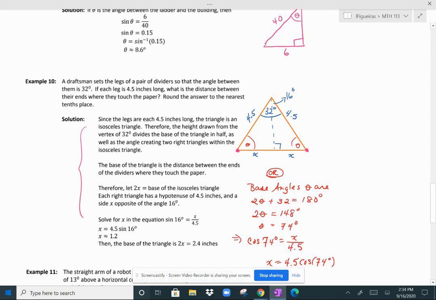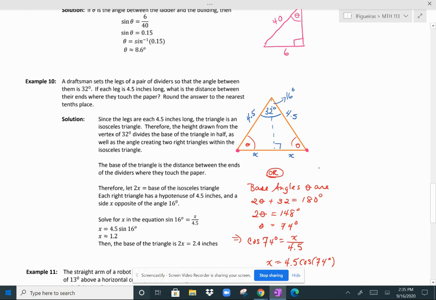So I'm going to use the 32 degrees and the fact that I divided it in half to say that half of the angle is 16. And if I use 16 degrees, that means I can set up an equation in terms of sines, because opposite of the 16 degrees is x, and the hypotenuse is the divider, which is 4.5. So I need to solve this equation. I have sine of 16 degrees is x over 4.5. So if you solve for x, you get x equals 4.5 times sine of 16 degrees. Make sure your calculator is in degree mode, and you find that x is about 1.2 inches. So when I double that, because I'm looking for 2x, the distance between the two dividers is 2.4 inches.